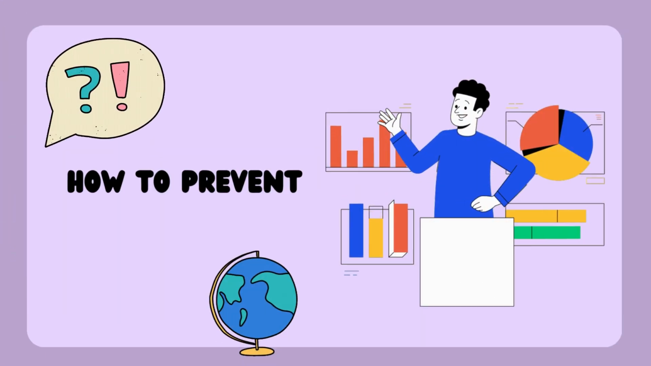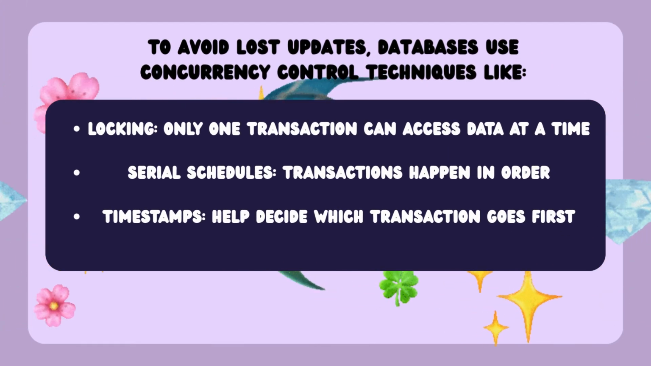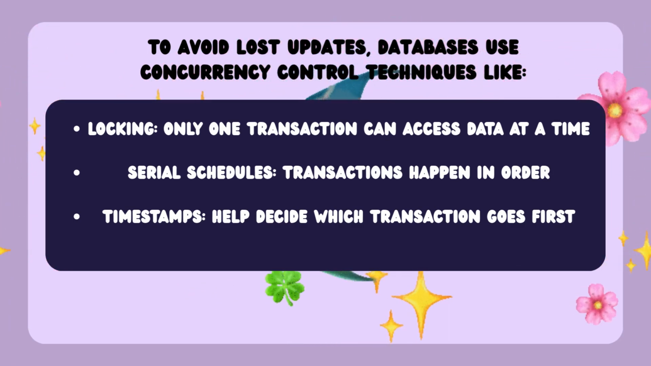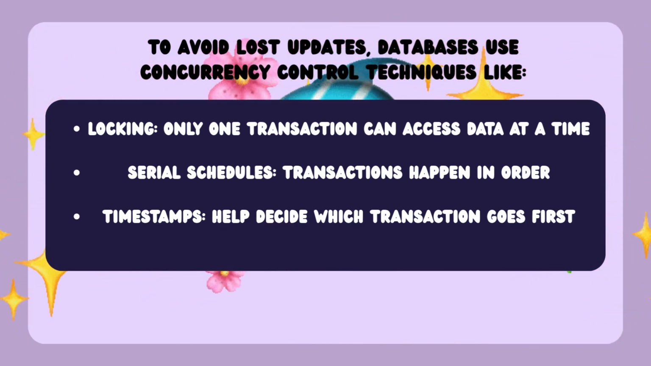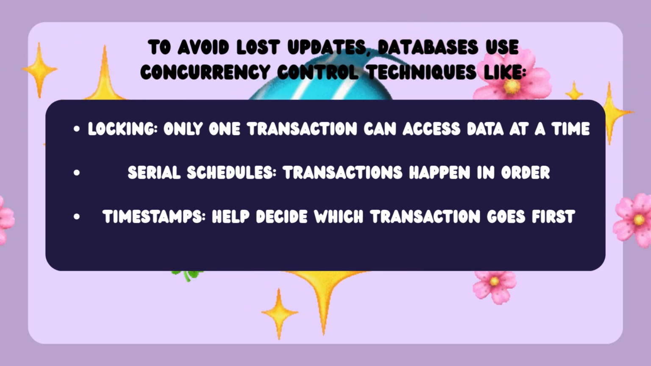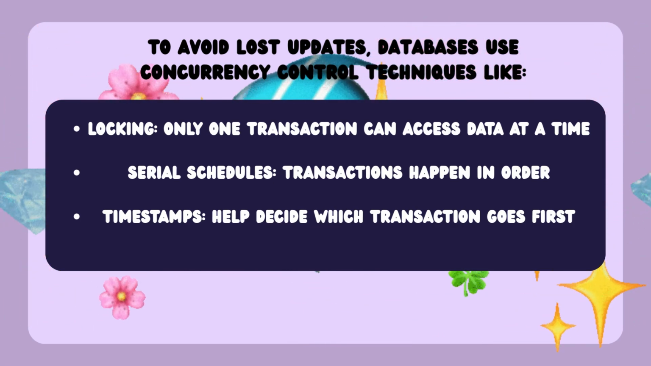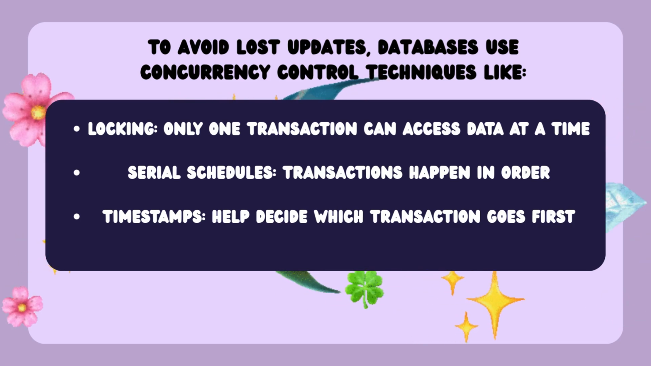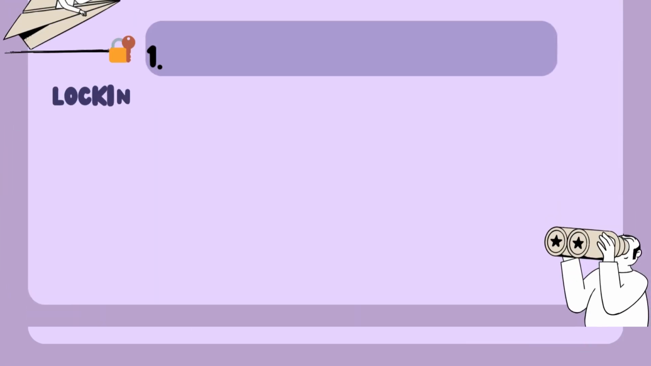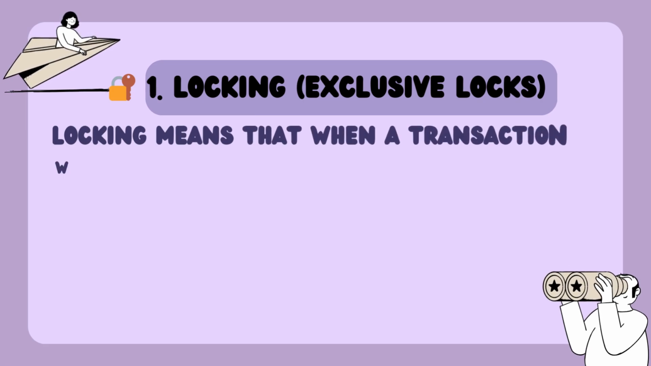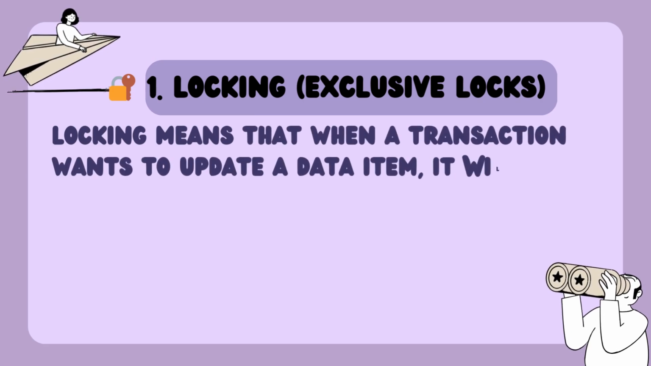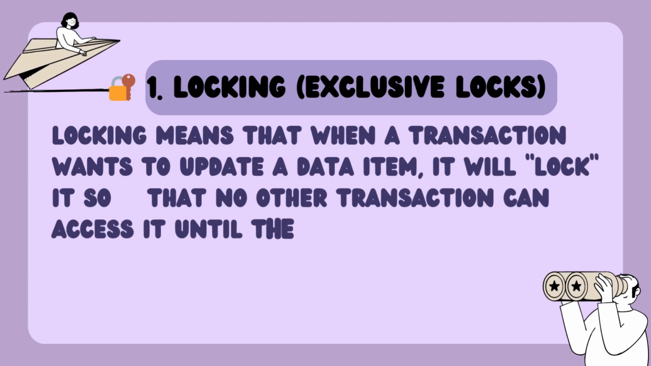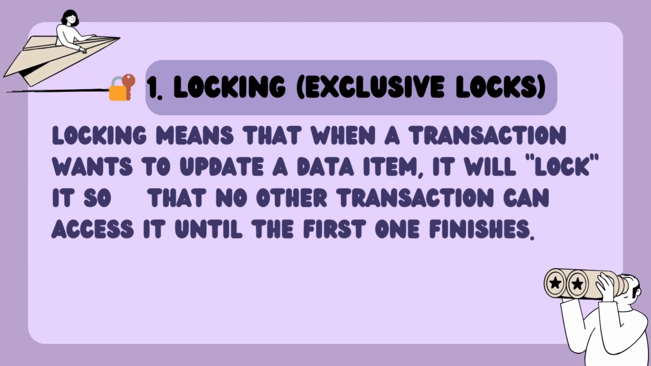How to prevent. To avoid lost updates, databases use concurrency control techniques like locking. Only one transaction can access data at a time. Serial schedules: transactions happen in order. Timestamps: help decide which transaction goes first. 1. Locking. Exclusive locks. Locking means that when a transaction wants to update a data item, it will lock it so that no other transaction can access it until the first one finishes.